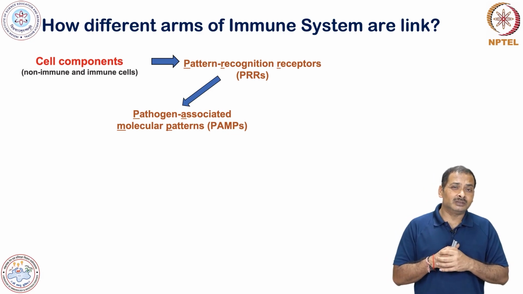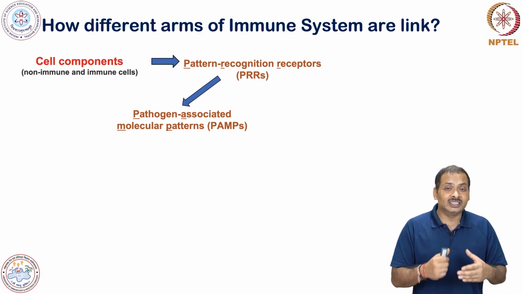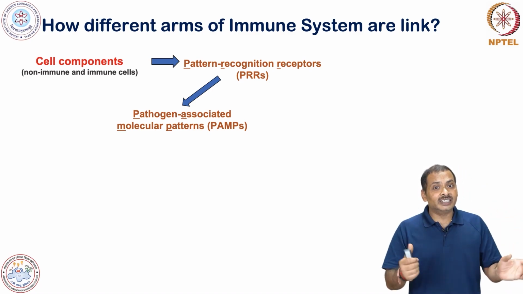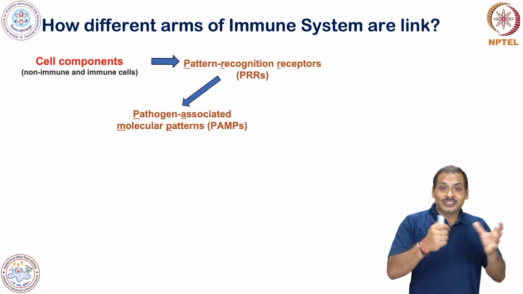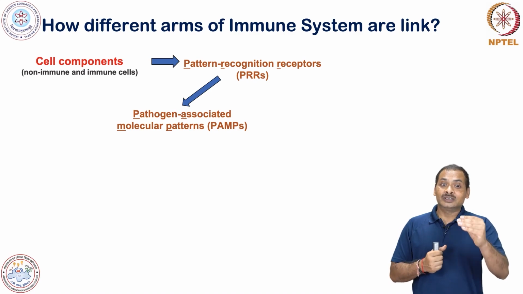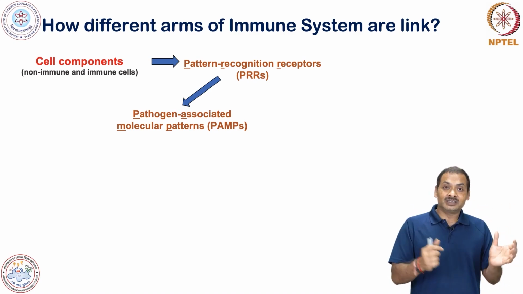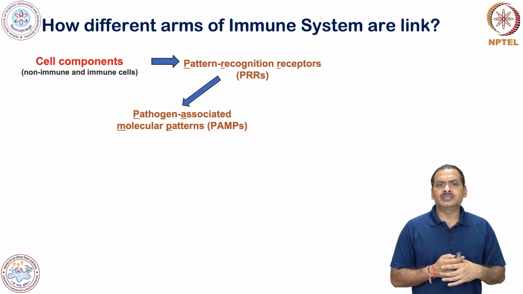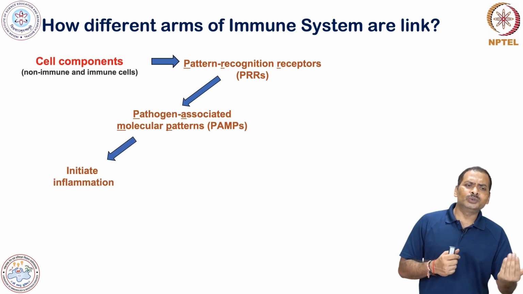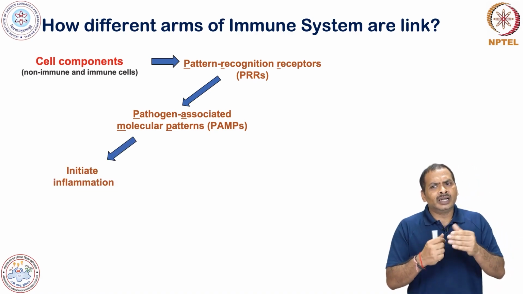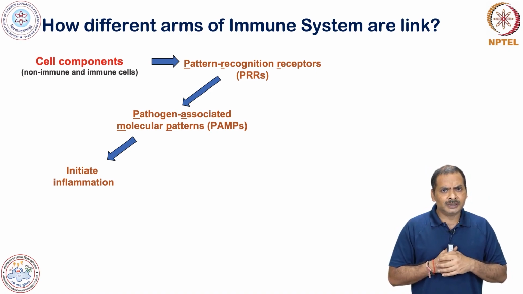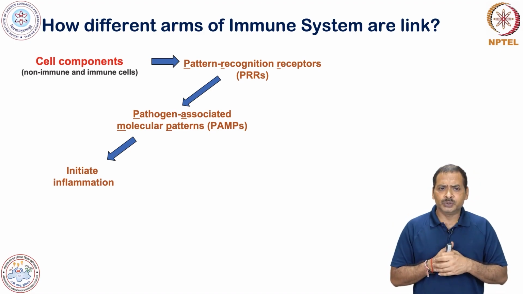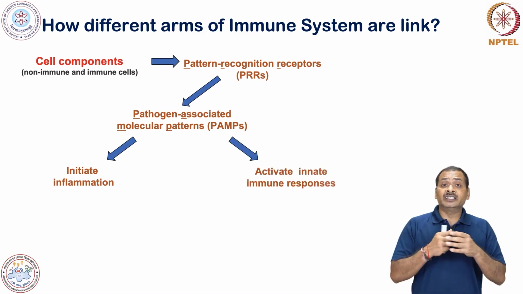Pathogen associated molecular patterns include LPS and flagellin. Nucleic acid we all have, all living entities have nucleic acid, but all these nucleic acids are quite different, so our pattern recognition receptors can discriminate between different kinds of nucleic acid. The PRRs sense the PAMPs, and this activates the production of inflammation, and this inflammation is important for the recruitment of other immune cells. This can also activate innate immune responses.